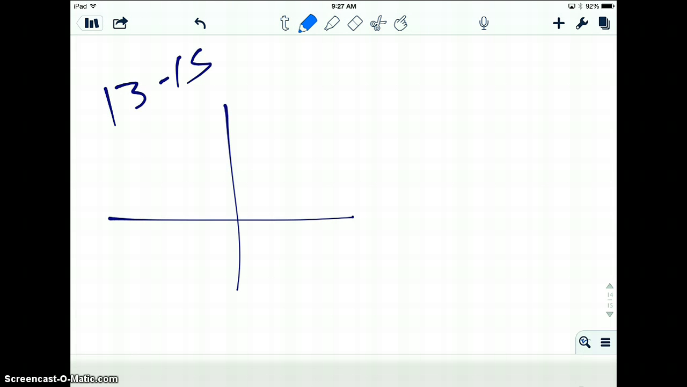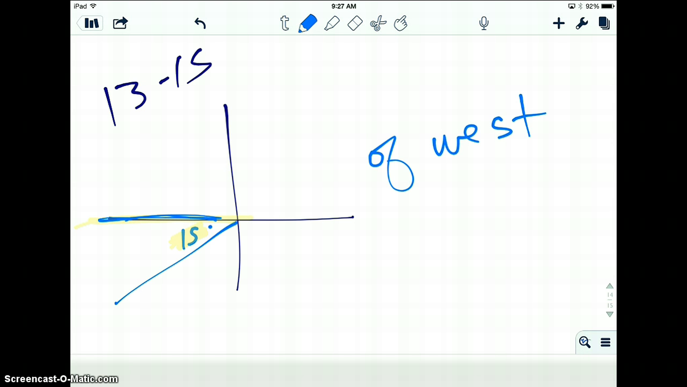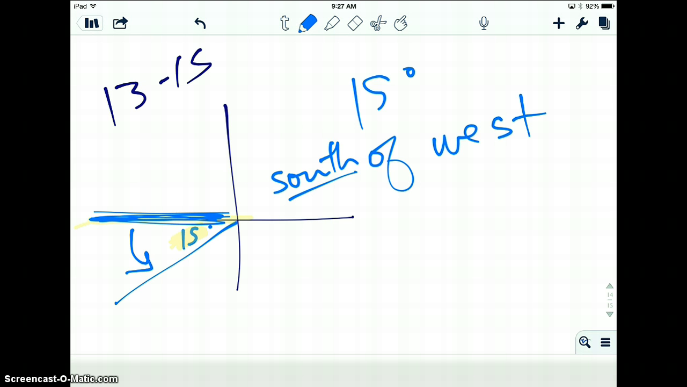13 is going to be, it says 15 degrees here. So right away, I see this. It's coming from there because the 15 is adjacent to that line. So that is where I'm going to start from, which is west. So that's going to be my last part. And then it is going south. So I'm going to say it is 15 degrees south of where? Of west. 15 degrees south of this westward direction.